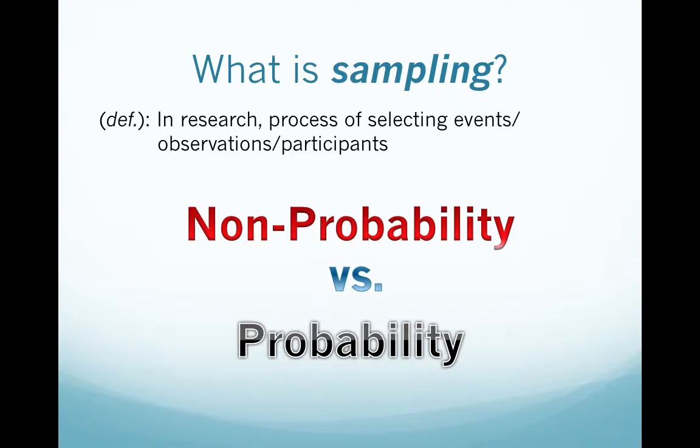Within the non-probability approach, there are 4 types of specific sampling techniques. Within the probability approach, there are also 4 types of specific sampling techniques. We will now take a look at the specific non-probability and probability sampling approaches.